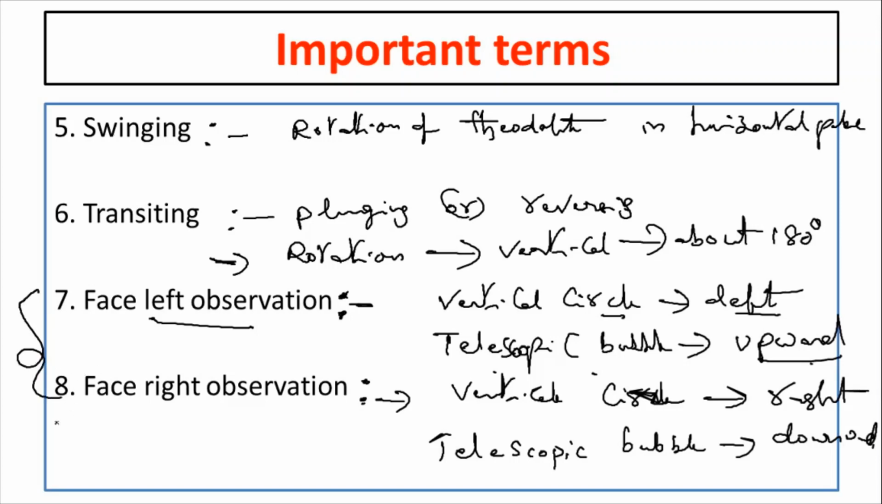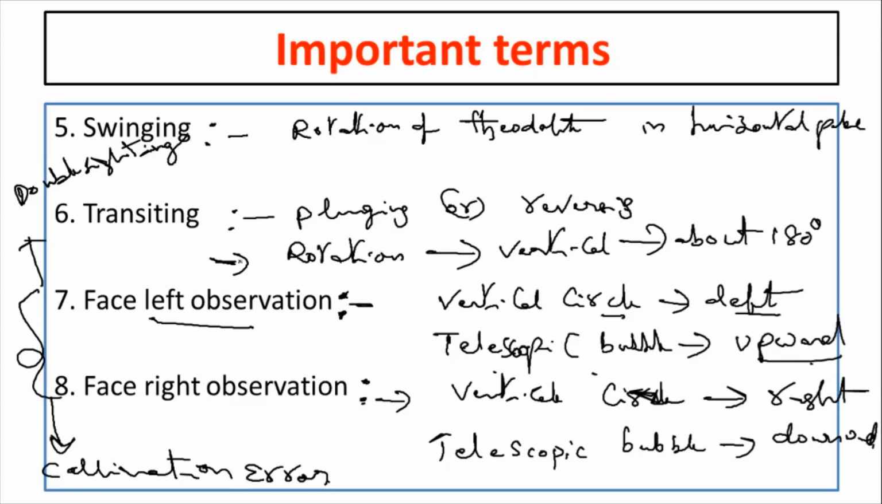Now what is the advantage of taking both these observations? It will eliminate the collimation error. Taking both face left and face right observations eliminates which type of error? Collimation error. And the process of taking both face left and face right observations is called double sighting. So these are the important terms in theodolite surveying.